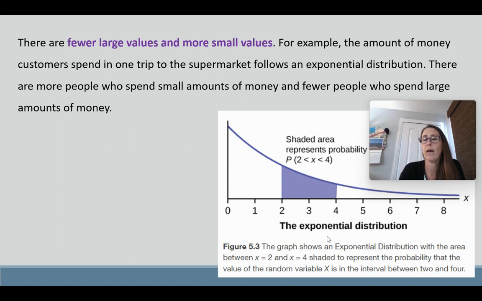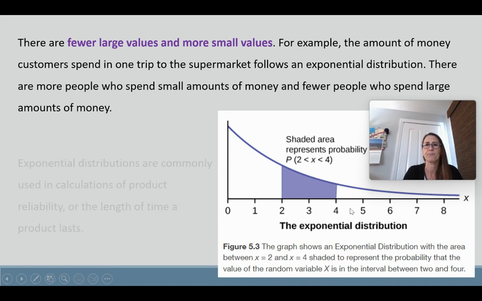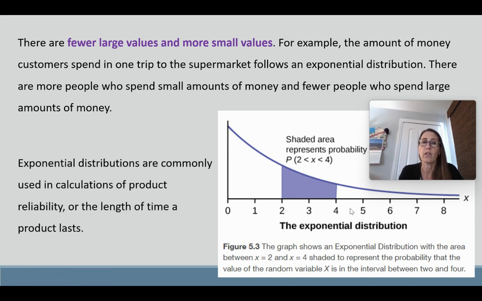With exponential distributions, there are fewer large values and more small values. That's why it's higher over here where the numbers are small. So the amount of money customers spend in one trip to the supermarket follows an exponential distribution. There are more people who spend small amounts of money and fewer people who spend large amounts of money. Exponential distributions are commonly used in calculations of product reliability or the length of time a product lasts. So more last for less, a few last for longer.